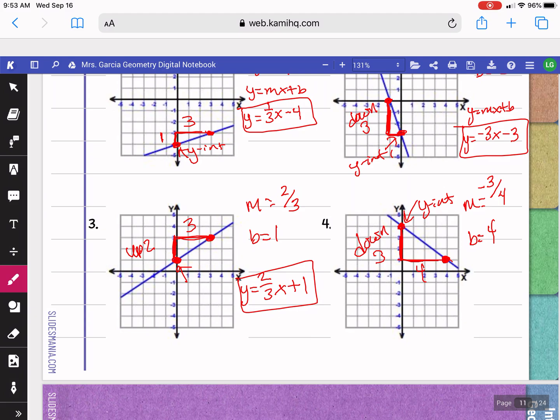Now if I write my equation, I write y equals, I put my slope in front of the x, so negative 3/4 x, and my y-intercept's a positive 4, so I write plus 4.